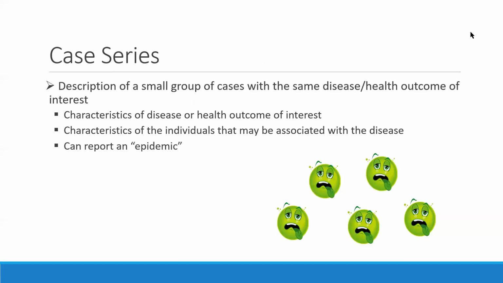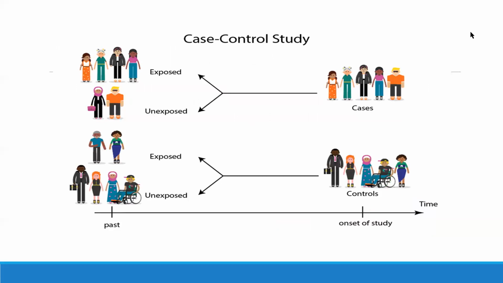So a case report is a single case. A case series is a series of cases. And a case control study is a study design that tries to link the outcome. The outcome is either a person has a disease or whatever outcome you're interested in, and then another person or another group hasn't got that, and then you go back in time and you look at what they were exposed to.